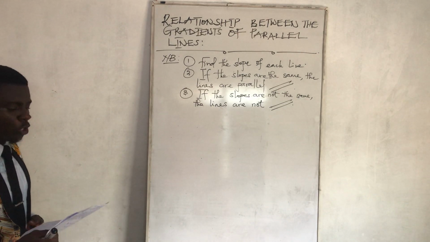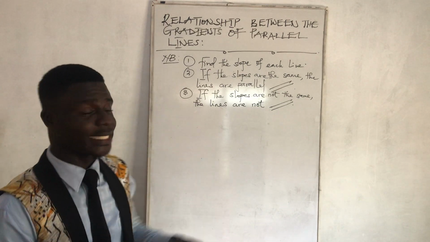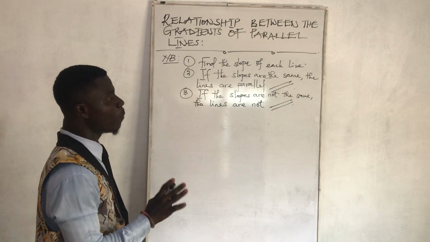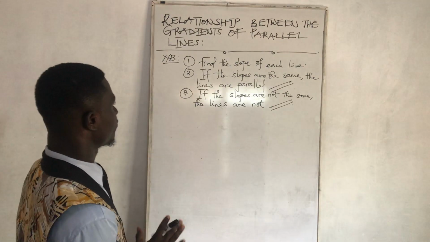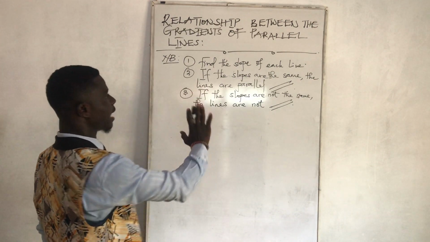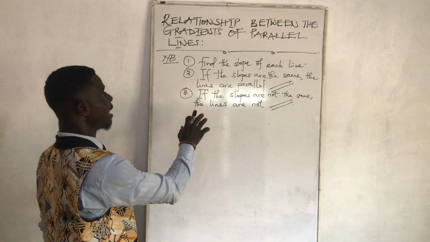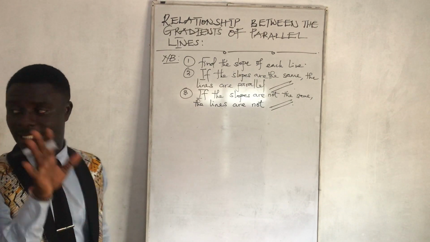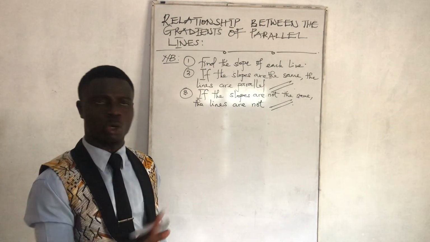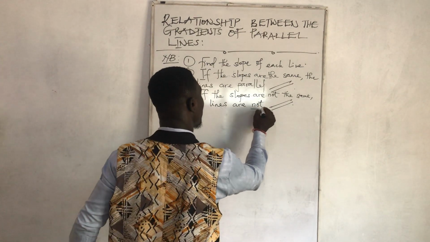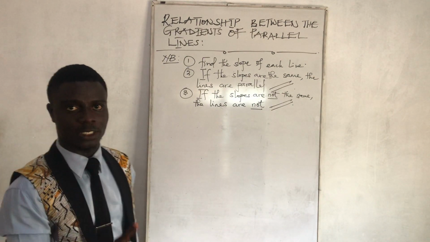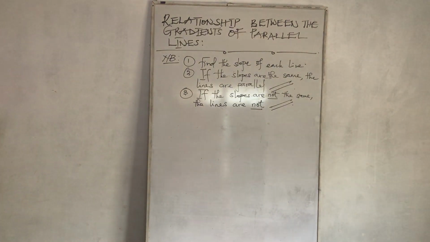So, if you want to check whether two or more lines are parallel, first of all, we have to find the slope of each line. Then two, if the slopes are the same, the lines are parallel. Three, if the slopes are not the same, the lines are not parallel. So the key word here is not. So kindly watch it very carefully.